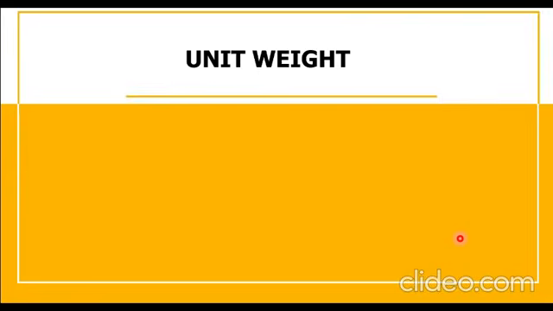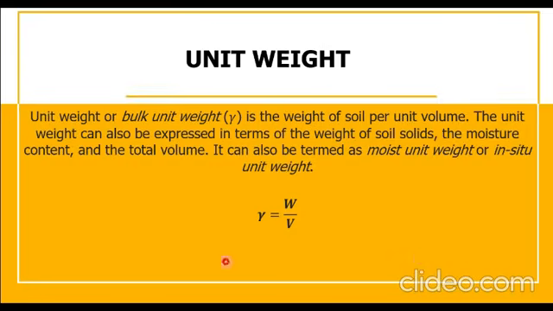Next, we tackle the unit weight of soil. So the unit weight can also be called bulk unit weight, is the weight of soil per unit volume, and that's why it's equal to weight over volume. The unit weight can also be expressed in terms of weight of soil solids, the moisture content, and the total volume, and can be termed as moist unit weight or in situ unit weight.